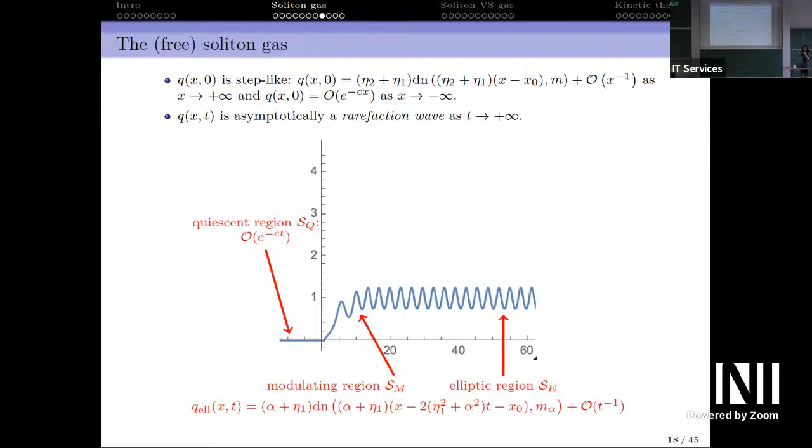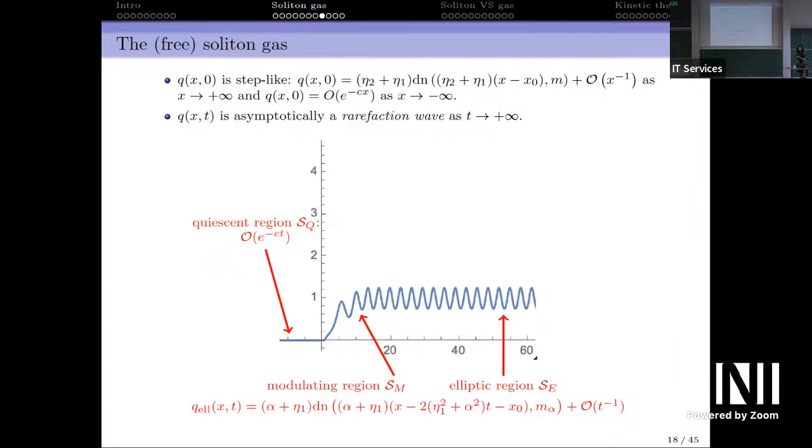And so here we have what we call the quiescent region, where it's just zero. Then we have something in the middle that is the so-called modulating region that basically connects the zero, the quiescent region, with the elliptic region over here, where we just have high oscillations. And so the quiescent region is basically just zero. The modulating and the elliptic region have this form. So you can see here this dn Jacobi elliptic function that I mentioned as one of the classical solutions for the periodic elliptic wave. And this is the error term of order 1/t when you look at large time.